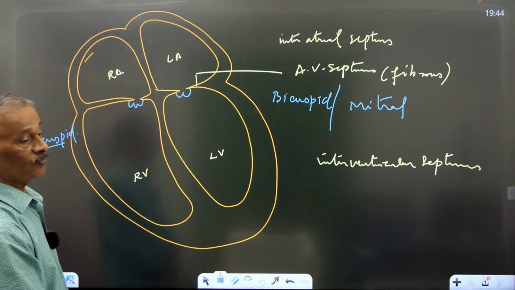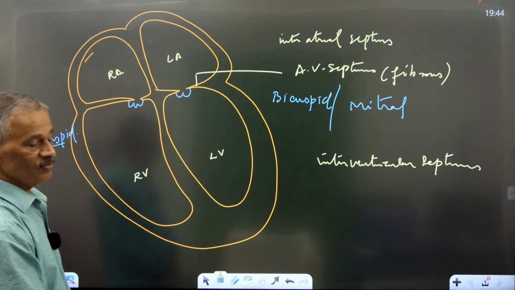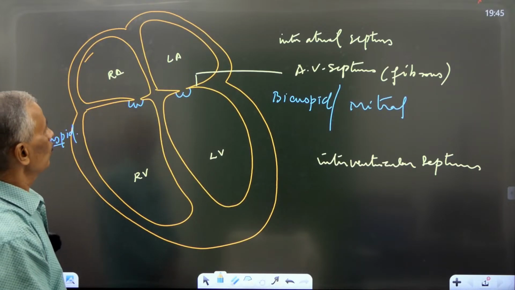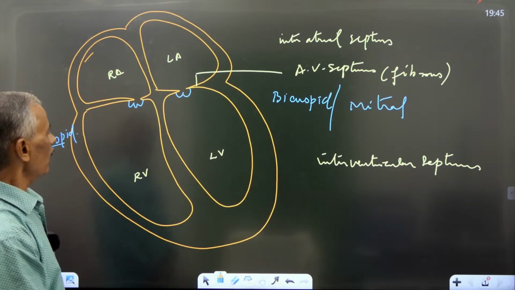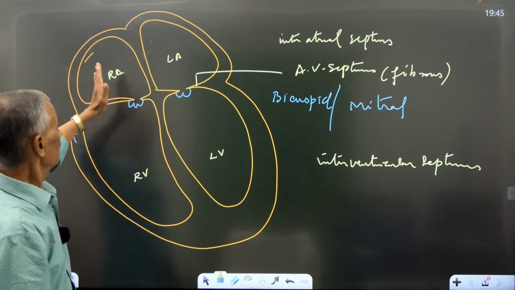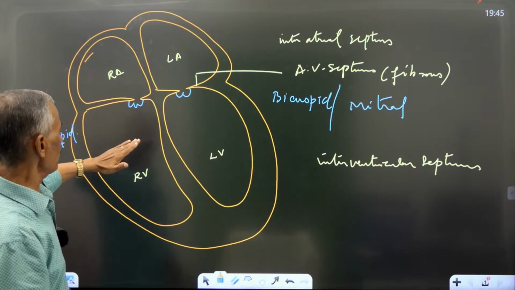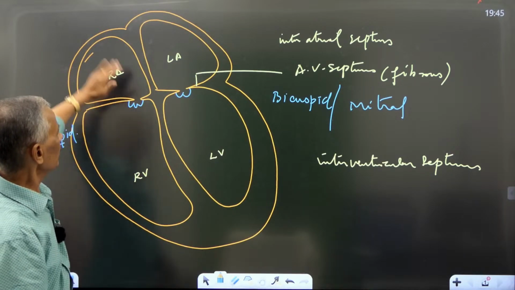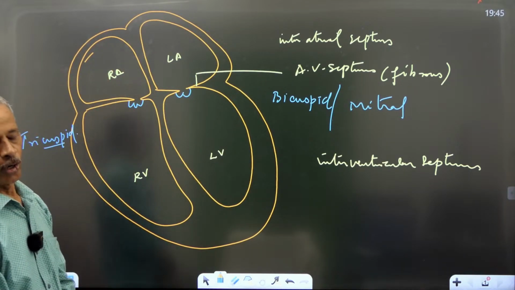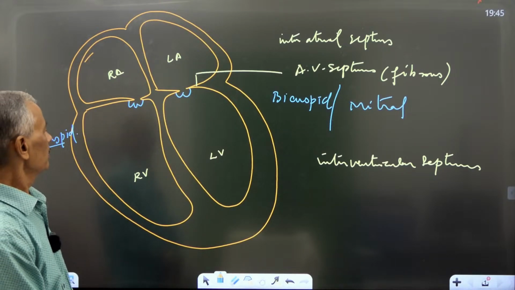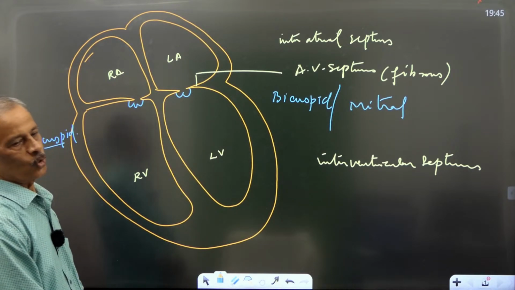What is the function of these valves? Valves allow the flow of blood only from atria to ventricle and never back. It allows the blood to come only from the atrium to the ventricle, and it will not go back from the ventricle to the atrium. That is the job of this valve.